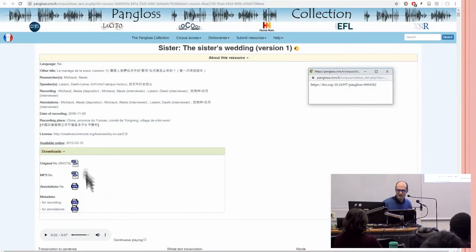Files can be downloaded, including the original audio and the full annotations in XML format. We have the metadata that you can also download in full. You have a reasonable sample at the top saying who the speaker is, who did the recording, the annotating, everything. And we have DOIs.